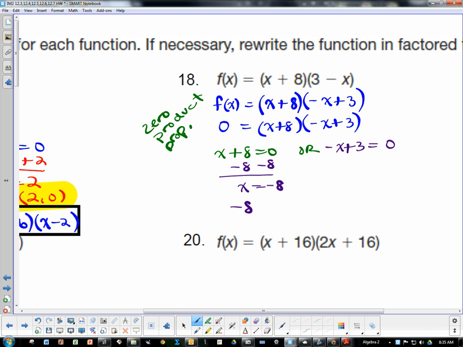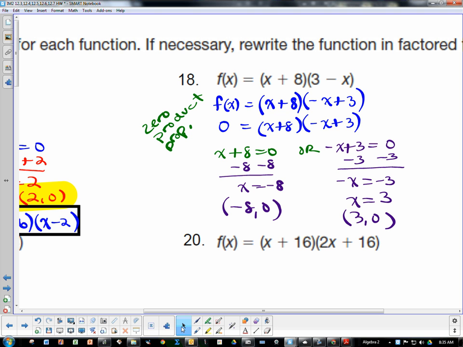That's negative 8 comma 0. And this one? Negative x equals negative 3. Therefore, x is equal to 3. Here it is. 3 comma 0 is your x-intercept.